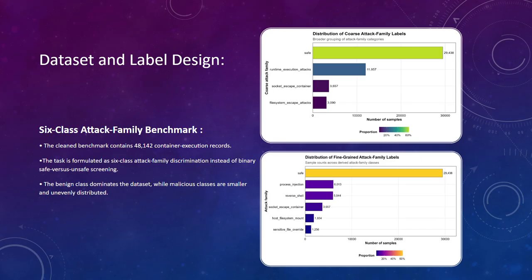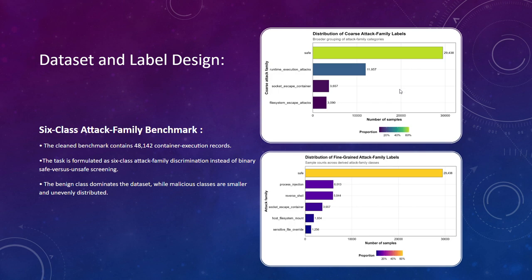which goes beyond only saying it is unsafe or safe, to say what type of attack it is, which is done by the pre-processing proposed in this research. And the 6 attack family benchmark contains 48,142 container execution records. The task is formulated as 6-class attack family discrimination instead of binary safe versus unsafe screening.